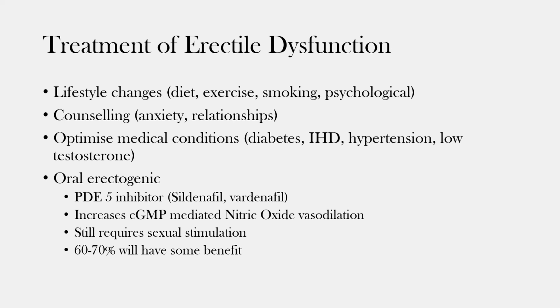treatments. So you can have an oral erectogenic. Now we talked about PDE5. So just a refresher, PDE5 decreases your cGMP, and cGMP is important for vasodilation. So if we inhibit PDE5, that will increase your cGMP and increases cGMP-mediated nitric oxide vasodilation. So that is the main oral erectogenic that we use.